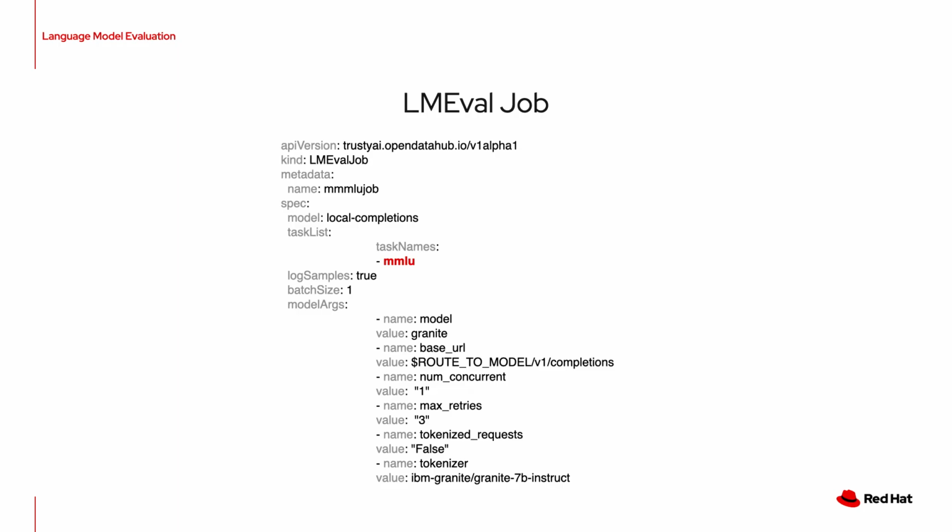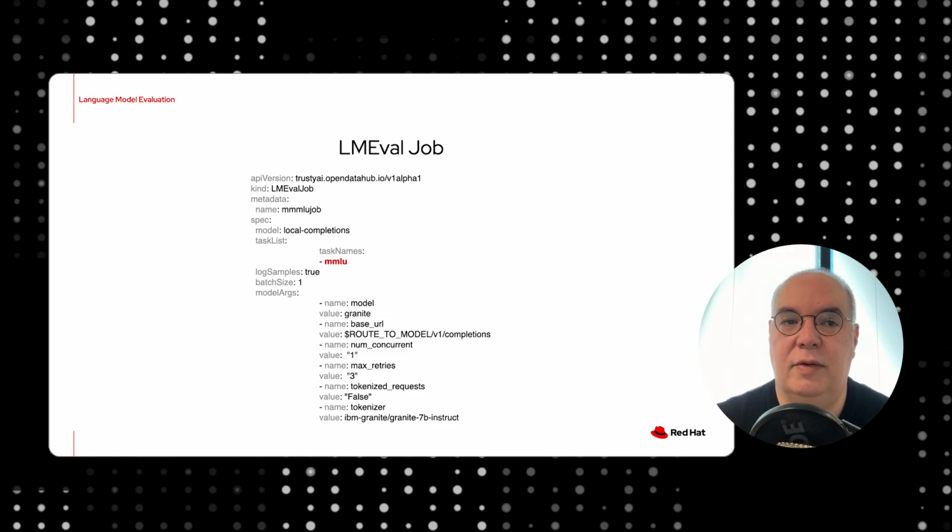Here's our LM evaluation job custom resource. It specifies required pieces of information. First, the evaluation task we want to run. In this case, we're using a standard benchmark from the harness. And second, the model endpoint. Here we're pointing to our deployed model's API endpoint.